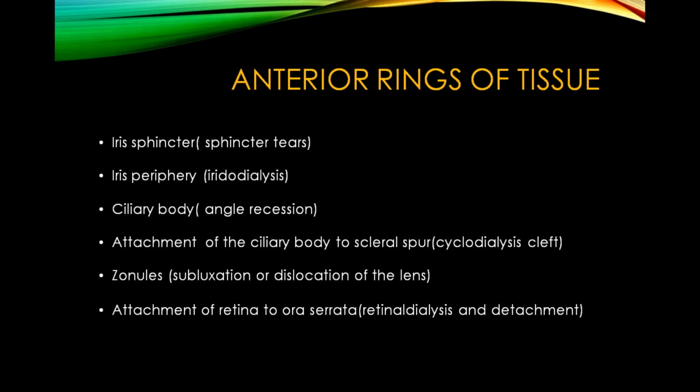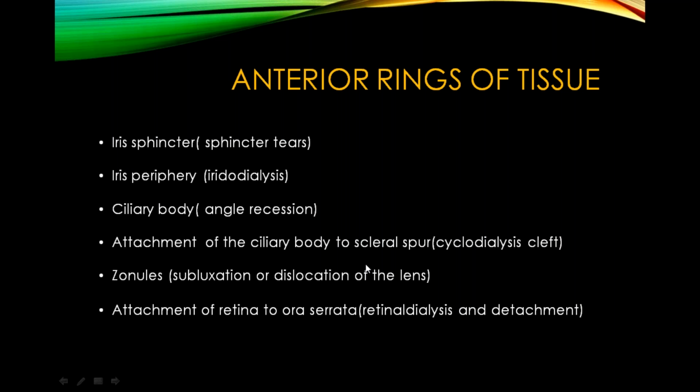When the zonules are detached, it leads to either subluxation or dislocation of the lens. The next circle behind the zonules is the ora serrata, where the retina is attached. When the retina gets detached, there can be retinal dialysis. So if you remember the various circles, you will remember the 6 main findings of a closed globe injury.